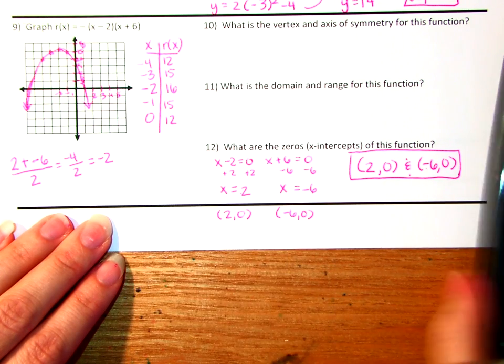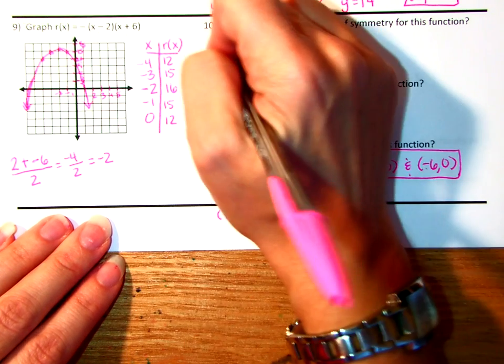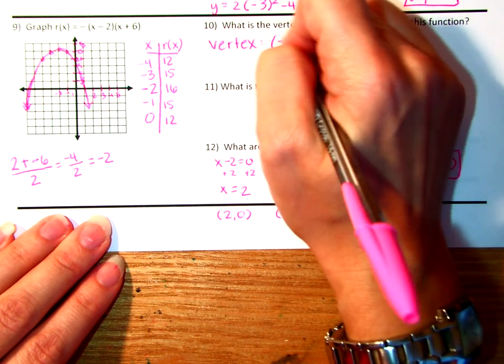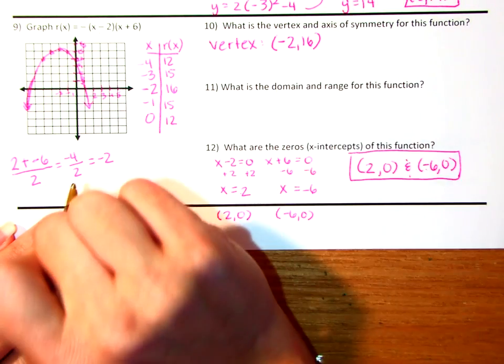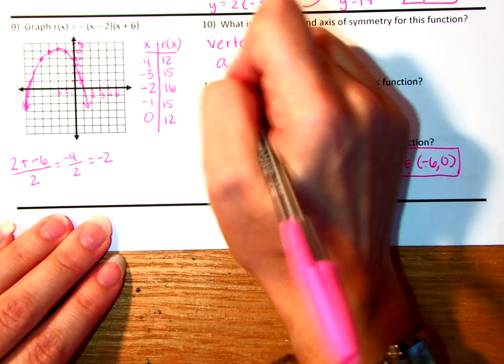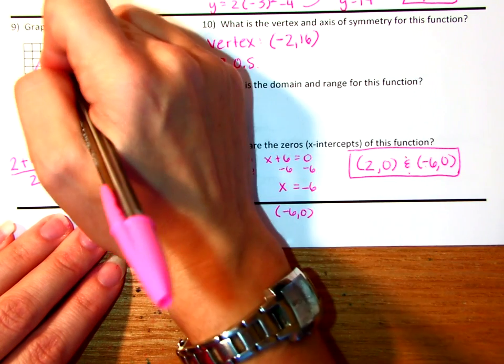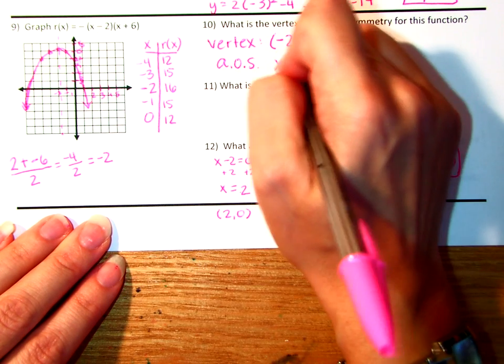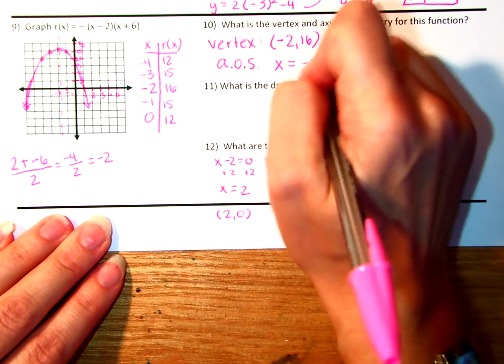6. All right, so it says, what's the vertex? Vertex is that point where it changes direction, which would have been at negative 2, 16. And then the axis of symmetry, remember that's going to be that invisible line right here that would fold the parabola in half. And that's an x equals line, and x is equal to negative 2 here.